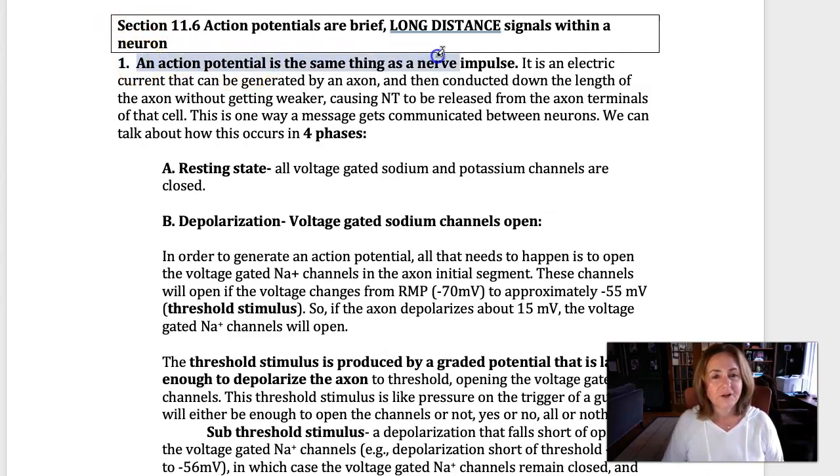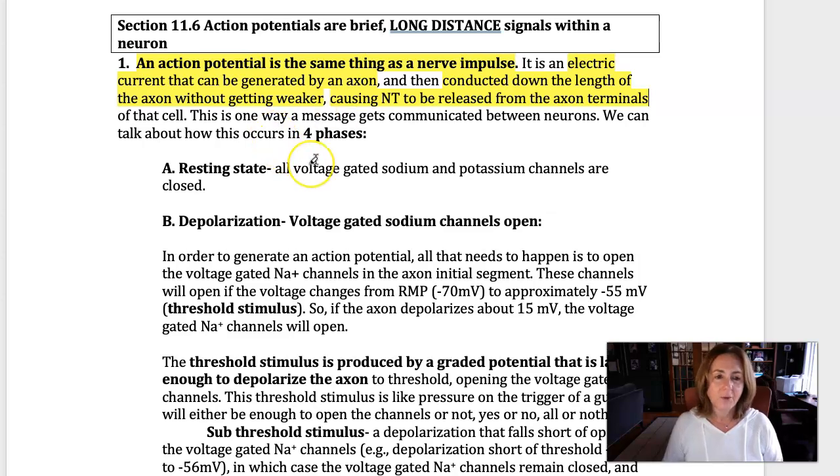So an action potential is the same thing as a nerve impulse. It's an electric current that can be generated by the axon, and if it is, it will be conducted down the length of the axon without getting weaker. And so an action potential is very different in that way. It's almost like dropping the match on the gas line. If you generate an action potential, it won't get weaker and it will be conducted down the entire length of the axon, which is going to cause a neurotransmitter to be released from the axon terminals of that cell. So this is the way that a message gets communicated between neurons.